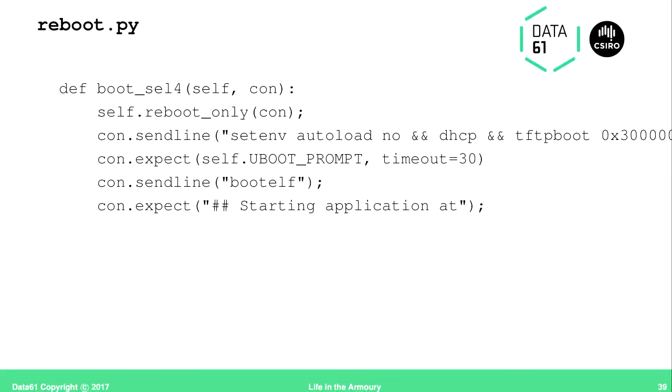Boot cell 4 first calls that thing, so we end up in the U-boot prompt, and we haven't booted into anything. Sets up some environment variables, enables the Ethernet, and then calls TFTP boot, which fetches things from the server into your thing, and then sends the boot elf command. Right? And you can script any of them in more or less the same way.